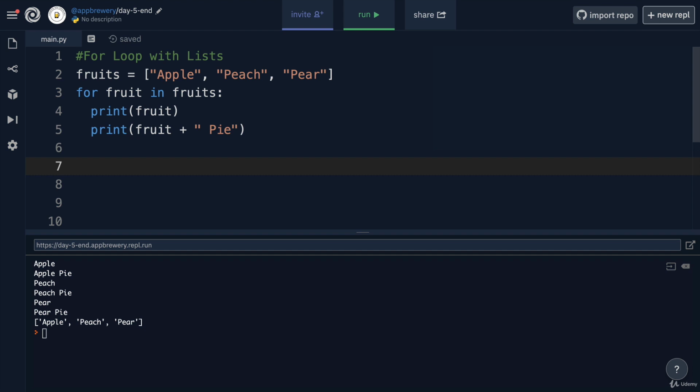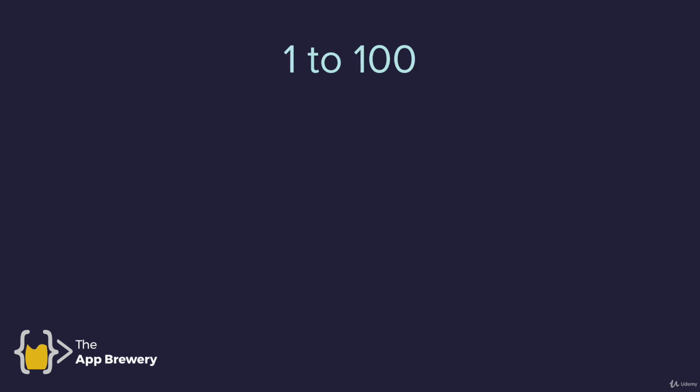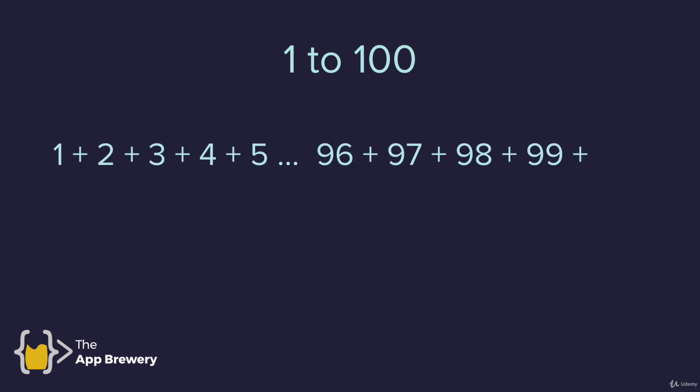And a good example of this is when Karl Gauss, the German mathematician, was just a child, 10 years old. His math teacher gave him an exercise that she probably thought would tie him up for a little while. And the idea was to get him to add all of the numbers from 1 to 100. So 1 plus 2, plus 3, plus 4, plus 5, etc. All the way until 100.